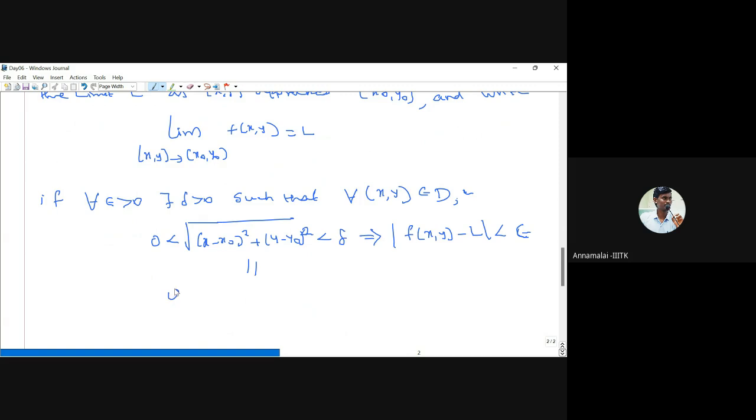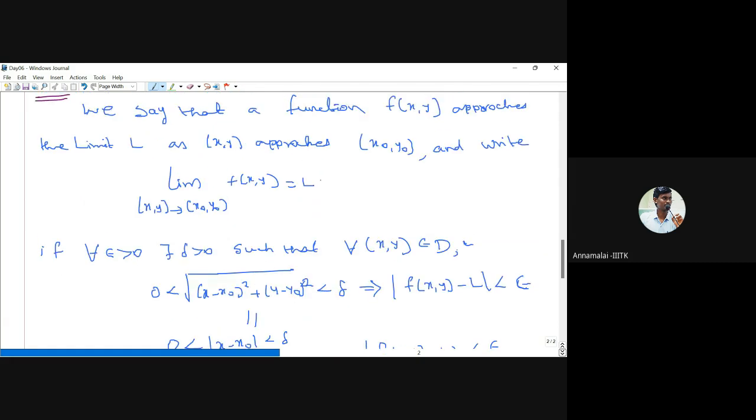Or equivalently, we can say this condition is nothing but, if you want to use the modulus, you can use two conditions. That is, 0 less than modulus of x minus x naught less than delta, and 0 strictly less than modulus of y minus y naught strictly less than delta, implies that modulus of f of (x, y) minus L is less than epsilon. Okay. So this is the definition for the limit of a function at a point (x naught, y naught), if the limit exists.